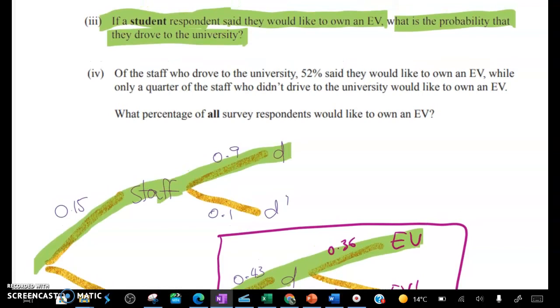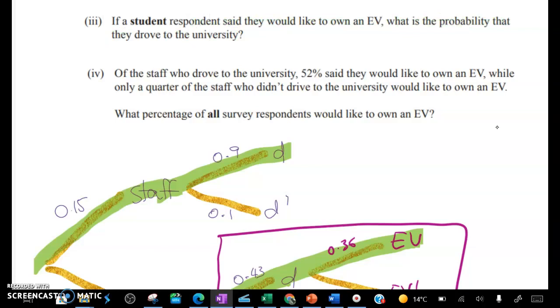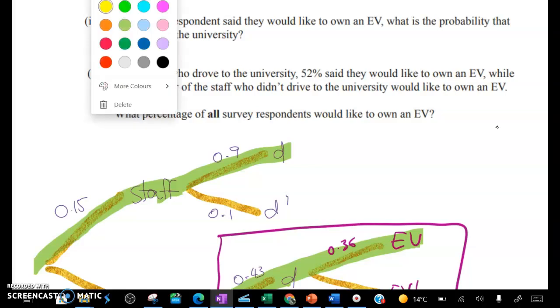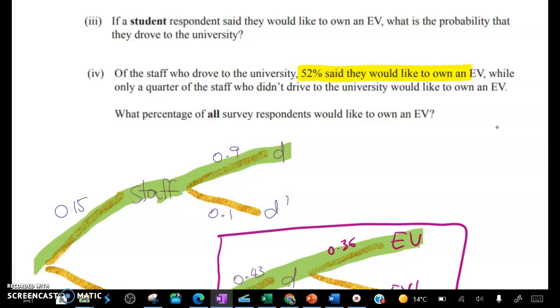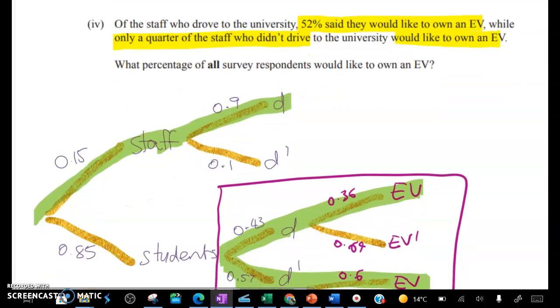So the next one is actually easier than that question 3, right? And what they're giving us here is they're finally giving us the last bit of the tree. So now we're getting told, out of the staff who drove to the university, 52% said they'd like to own an EV. So we're going to go and put that on our tree. And then only a quarter who didn't drive said they'd like to own an EV. So we're going to complete that, and then we're going to find a pretty simple probability using the last bit of tree.